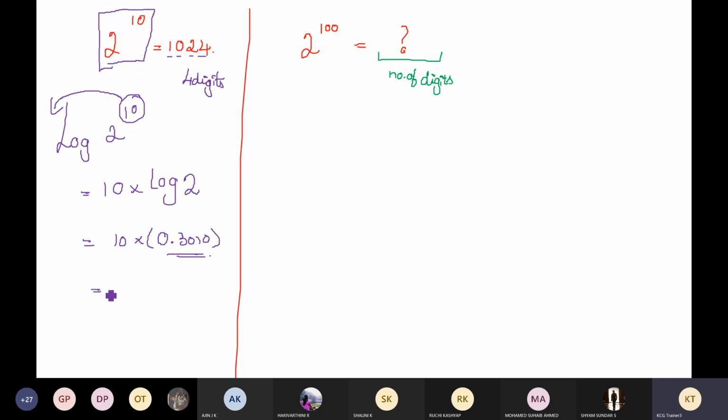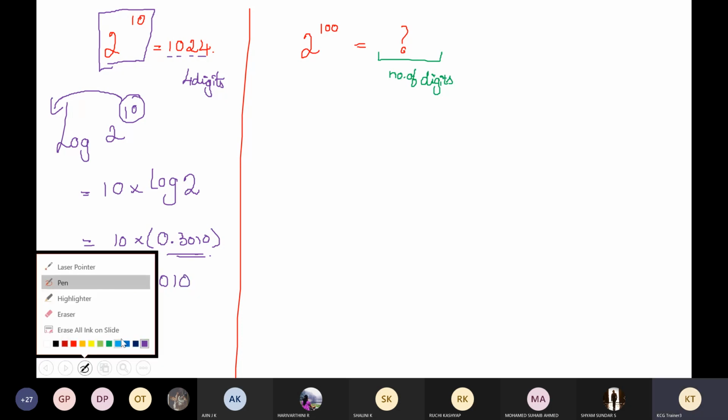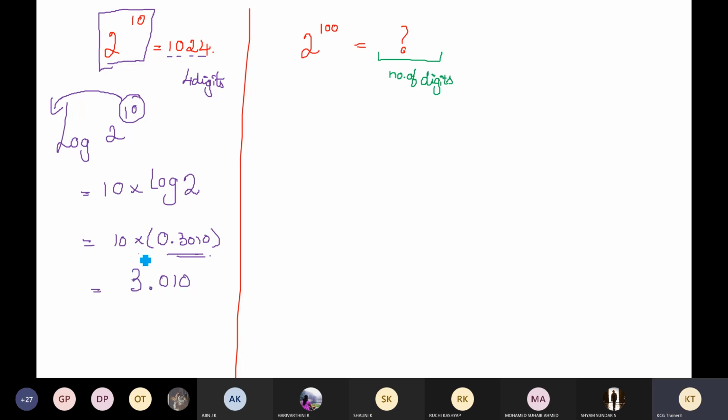Okay, fine. Now, if you find out the log value, so 10 into this one, so I'll get 3.010. So once you're done with finding out the log value, all you need to do is take this part, which means the part which comes in front of the decimal point, and add 1 to it, which means 4 digits. Clear, people?